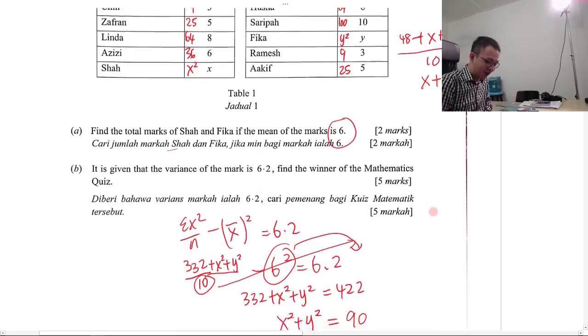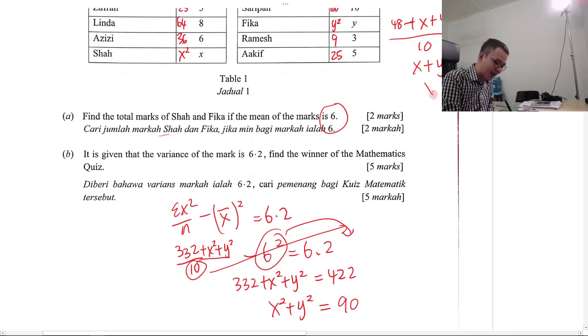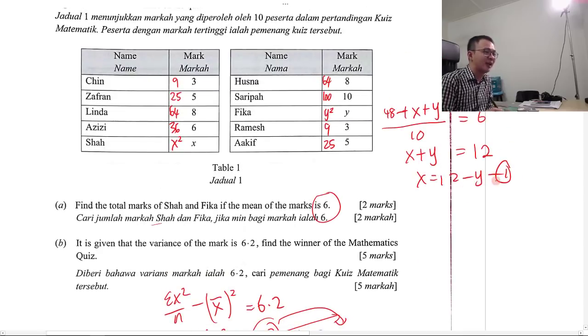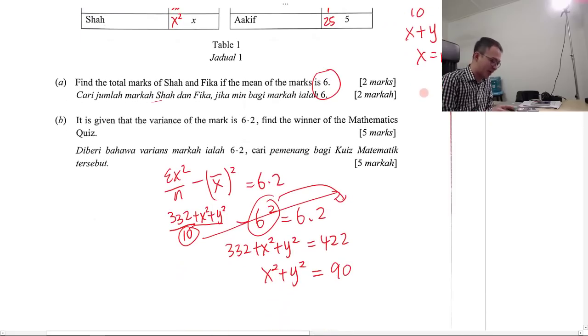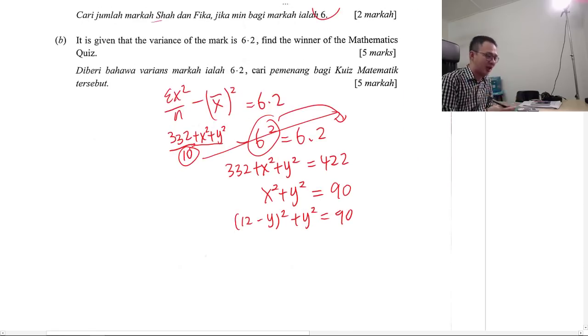Alright, just now we have another equation, right? So I will solve these two equations. I will say x equals 12 minus y as my first equation. Then the next thing I will do is substitute the 12 minus y into my x. So this is 12 minus y, squared, plus y squared equals 90. I need to find out what the marks for x and y are. Basically, this is what I'm doing here.